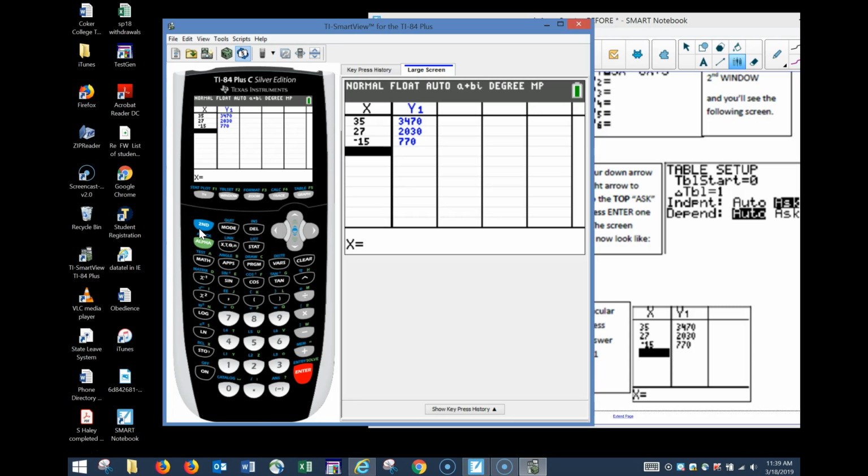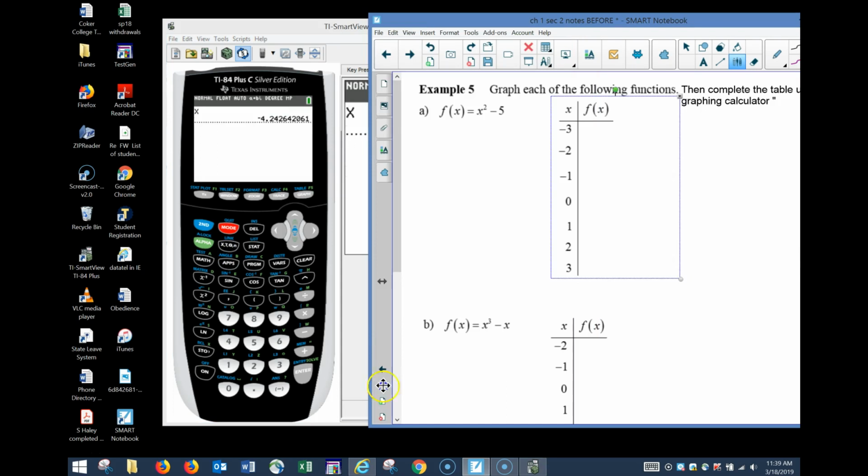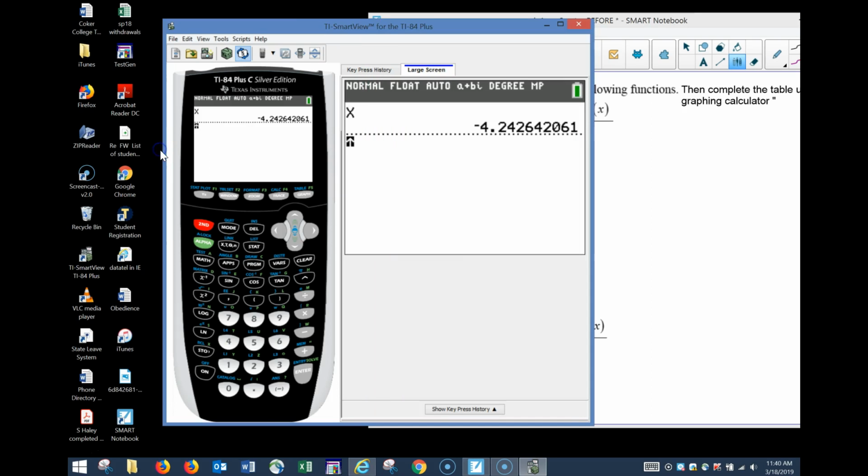But for now, let's try a couple from this other page that I've got right here. Let's just try this one quickly. So right now I'm just out on my home screen, and to do that I did second, and then mode has the word quit right above it. Second quit. Second mode gets you out on your home screen.